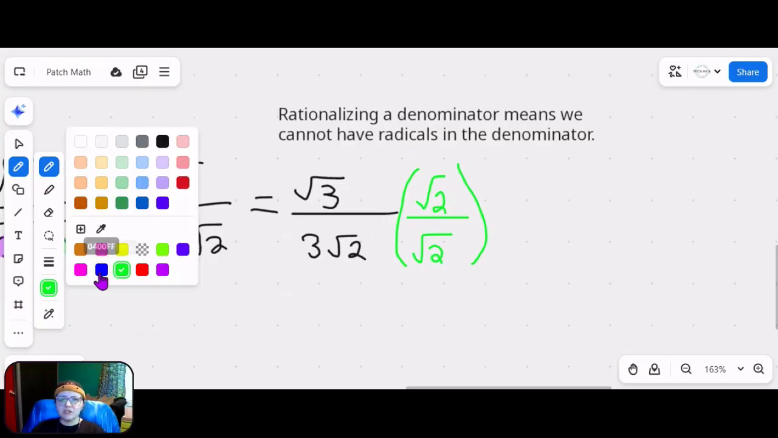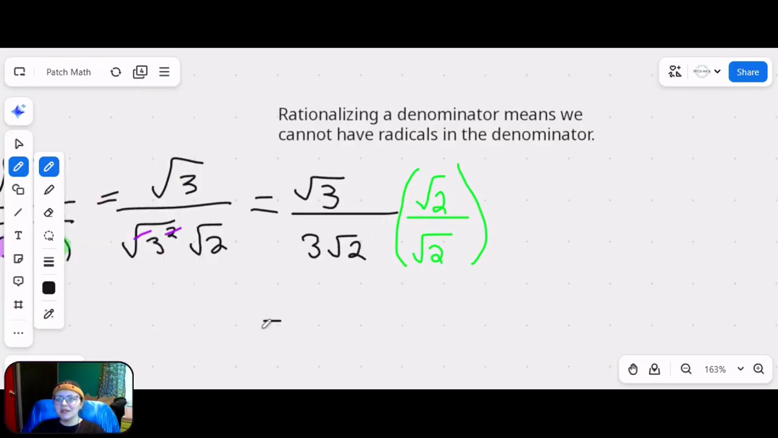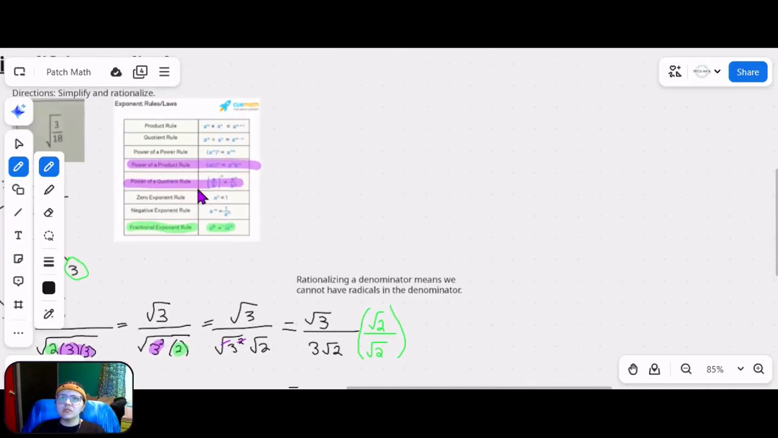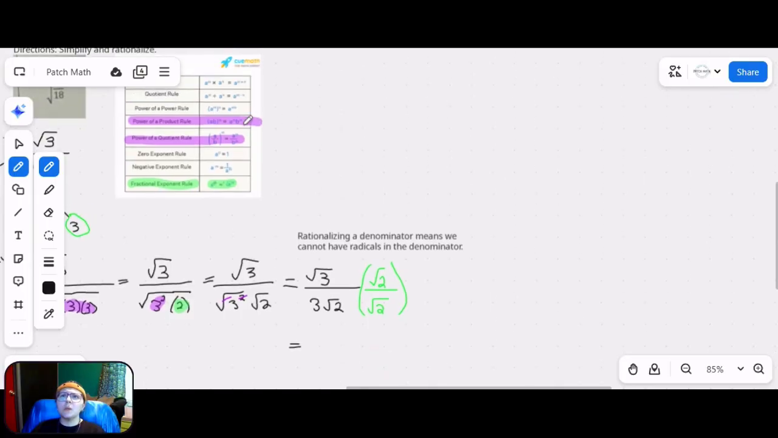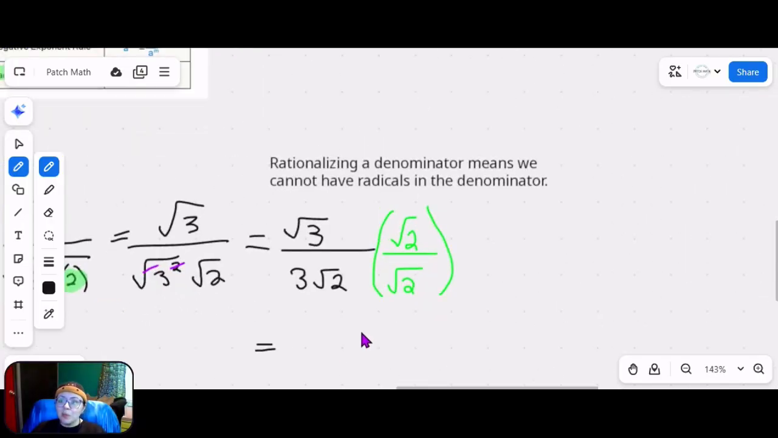So this thing is just going to change the way it looks. Yes, we are going to use the power of product rule, but in reverse. We know that if we have a product raised to a power, we can separate it like we did. But notice that we have these two factors. They have the same power. So we can go back a step, and that square roots of 3 times 2 can come under that same power.